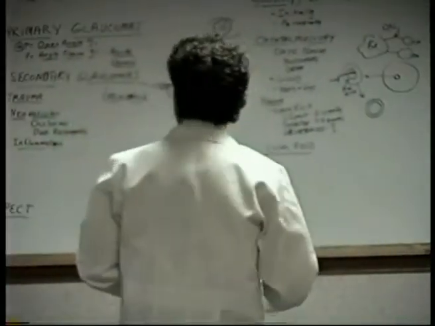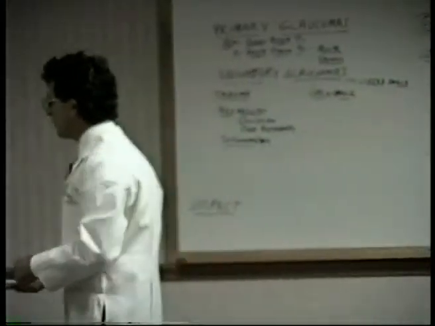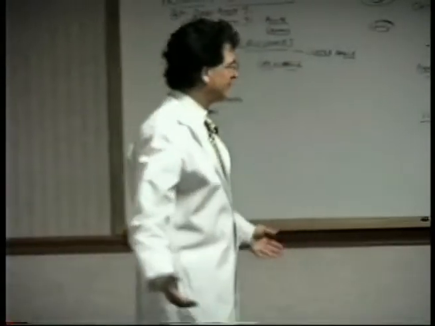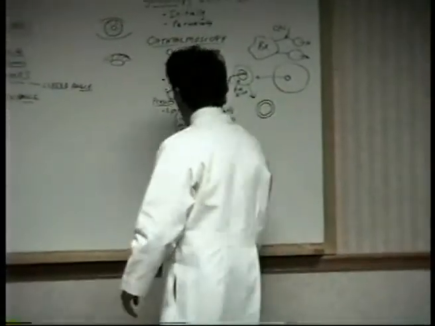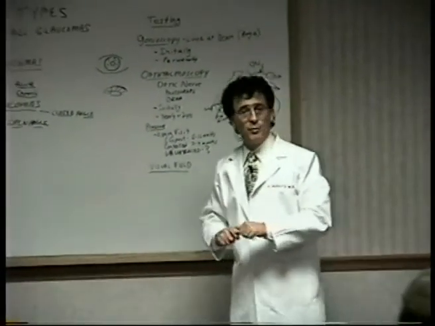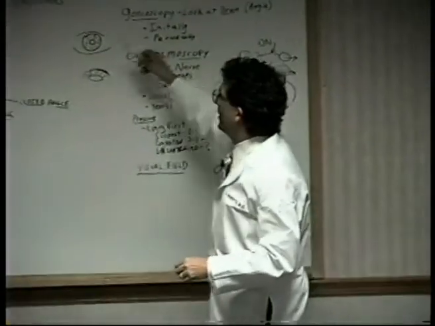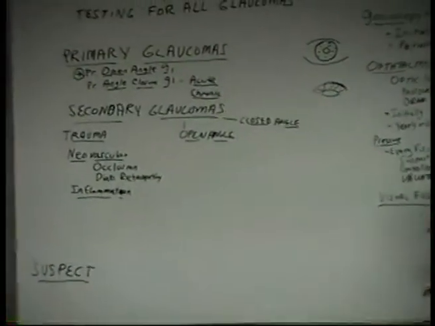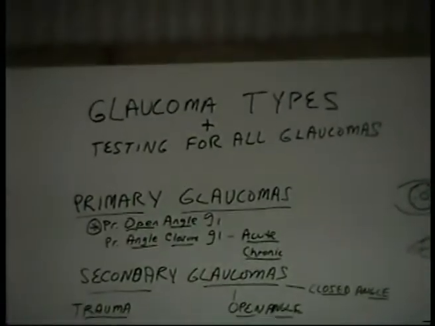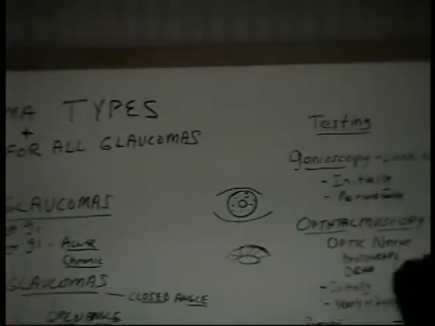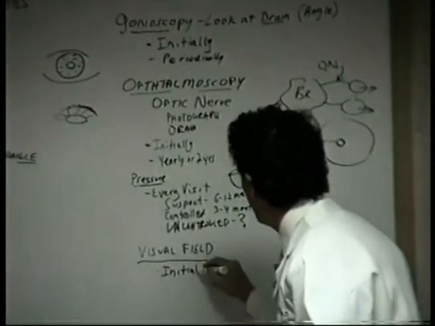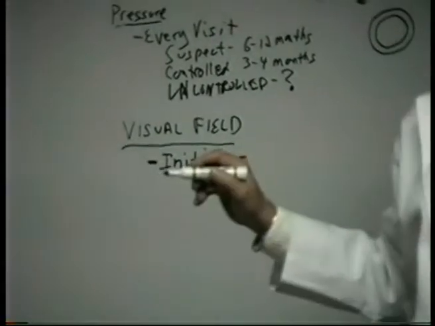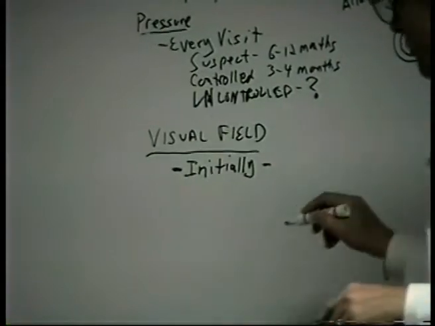So let's see, what do we do with the visual field? When should we do the first one? Right, now what might we find out the first time we do it when somebody comes in as a suspect? What are we going to separate there when we do that initially? What might we find? If they've lost vision or not. So what this is going to help us do is establish a diagnosis.